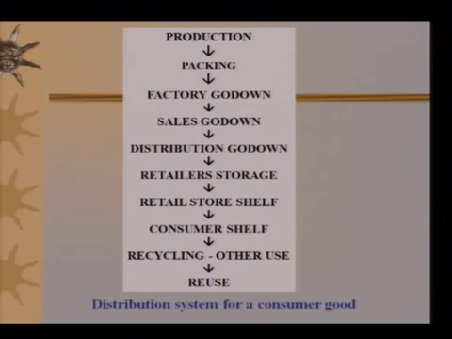Now this flow chart is giving you a distribution system for consumer goods. First, when the material is produced, it is packed and sent to the factory godown. Then it goes to the sales godown. Then it goes to the distribution godown. Then retailers' storage, retail store, consumer shelf, and then recycling and other uses and reuse. So this is the flow chart which shows you the product and its movement up to the time when it goes to the consumer and beyond it.